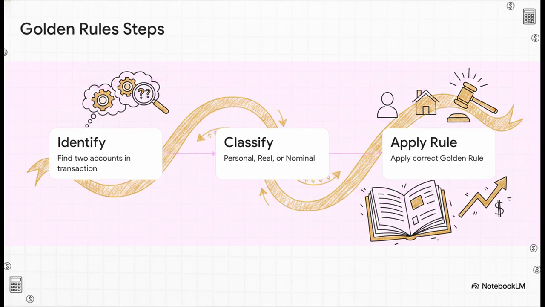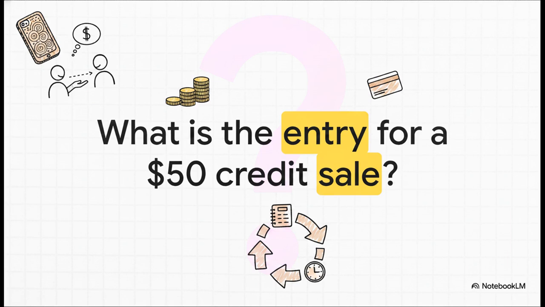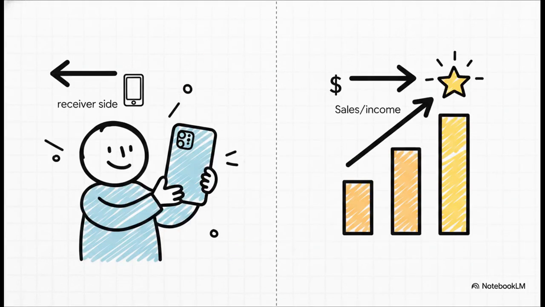Let's practice this together. Let's test your knowledge with a slightly tricky real-life scenario from your startup. You sell a custom phone case to your friend Sarah for $50, but she hasn't paid you yet. It's on credit. Take a quick second to think through those 3 steps we just discussed. Let's break it down together. First up, identify the accounts. We've got Sarah and we've got sales.